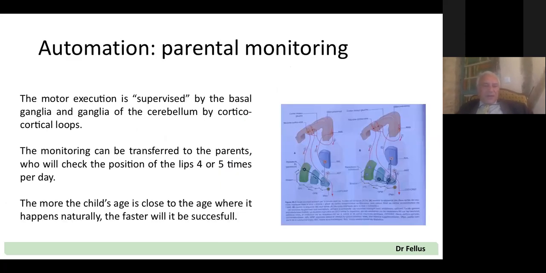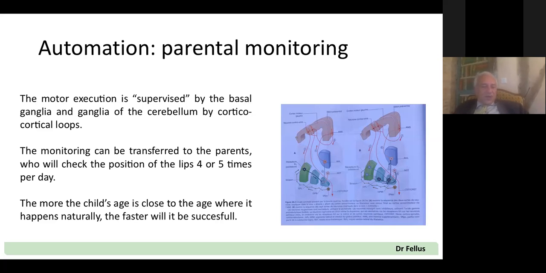And the automatization is a lower brain function because the motor execution is supervised by the basal ganglia and the cerebellum through cortical loops.